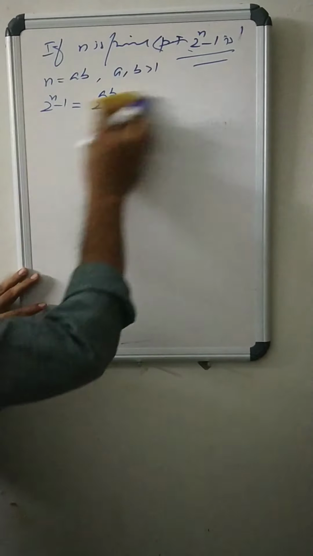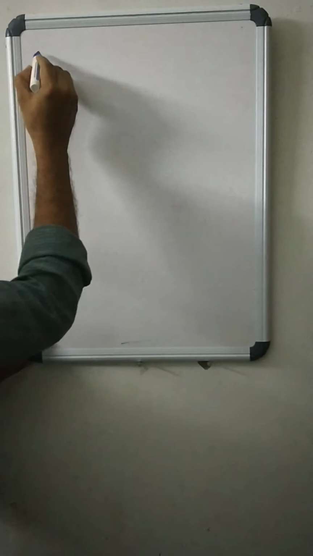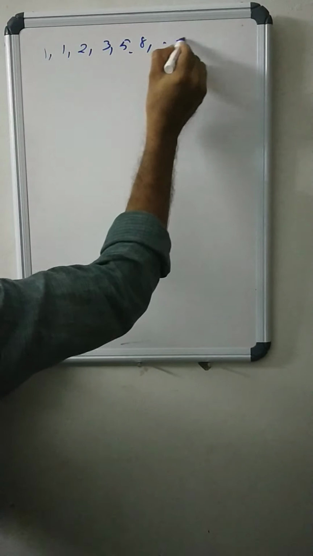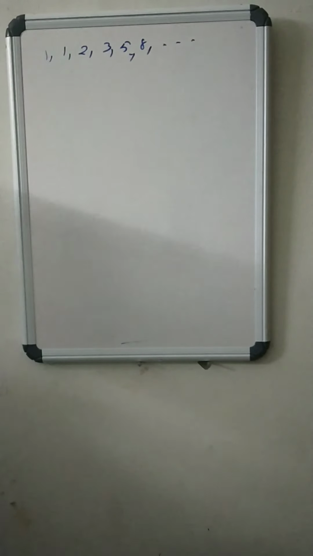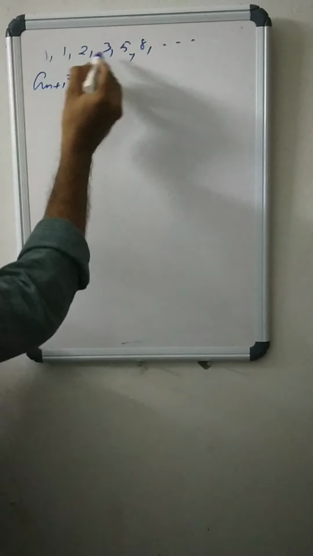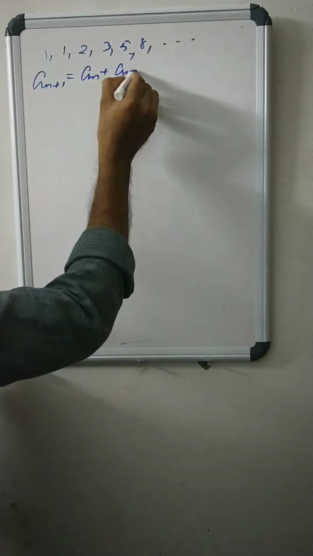Then similarly, Fibonacci sequence. So what is Fibonacci sequence? Fibonacci sequence is 1, 1, 2, 3, 5, 8, etc. That sequence, what about its nth term? It is a(n+1) equals a(n) plus a(n-1).